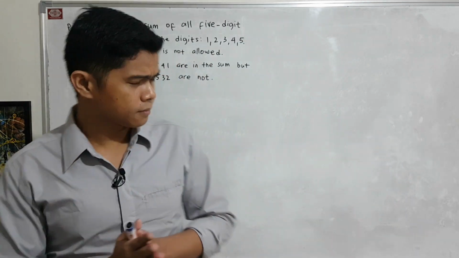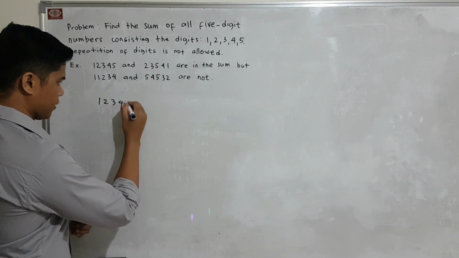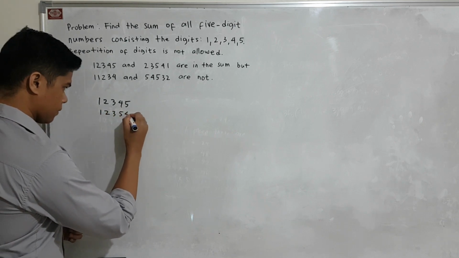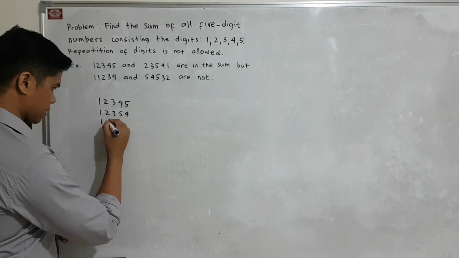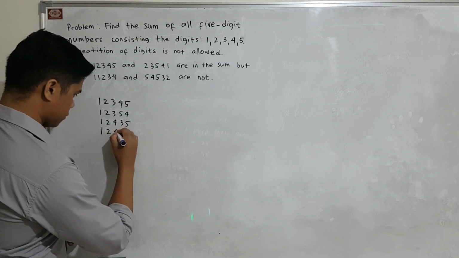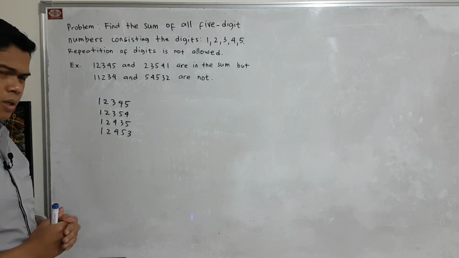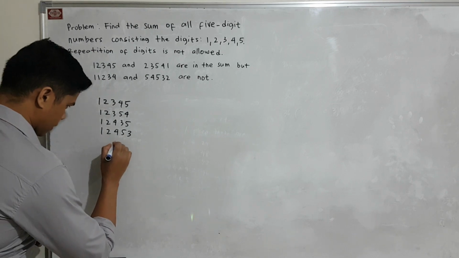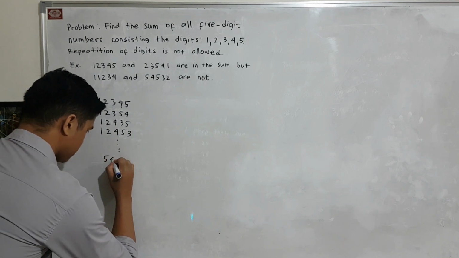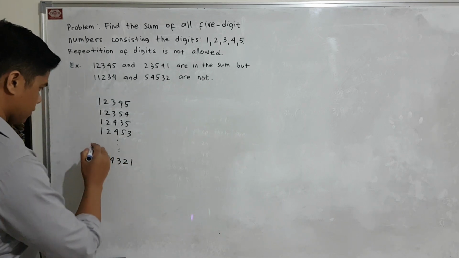If you examine the numbers, the smallest number we have is 1, 2, 3, 4, 5. The next smallest would be 1, 2, 3, 5, 4. And the next smallest would be 1, 2, 4, 3, 5. The next would be 1, 2, 4, 5, 3. And if you list all the numbers, we have quite a lot there. The last number would be 5, 4, 3, 2, 1. So we're trying to find the sum of all these numbers.